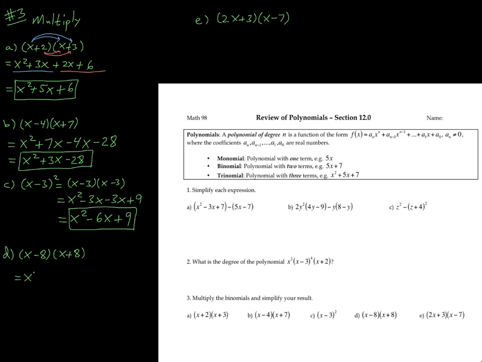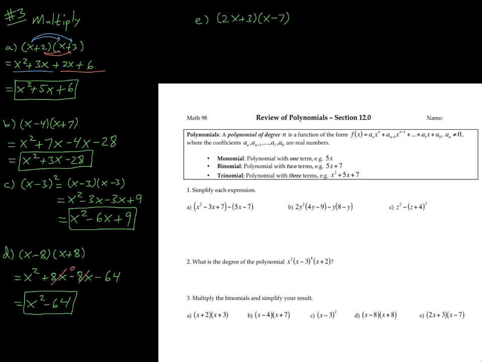For D, same idea. Distribute that x, so we get an x squared plus 8x. Then distribute the negative 8. That's going to give you a negative 8x minus a 64. Now notice here, 8x minus itself, that's going to give us just a 0. That middle term in fact drops out. And this leaves us with just x squared minus 64.